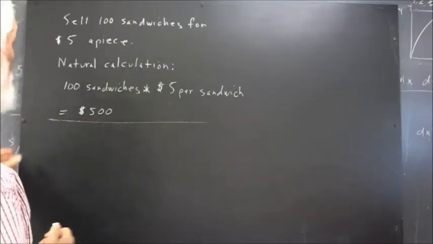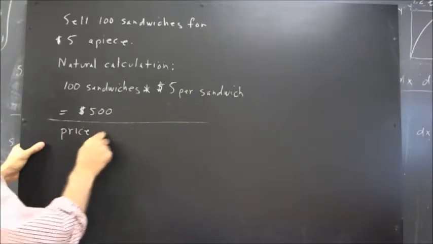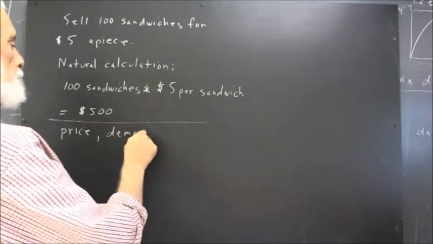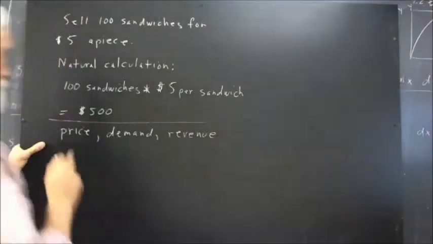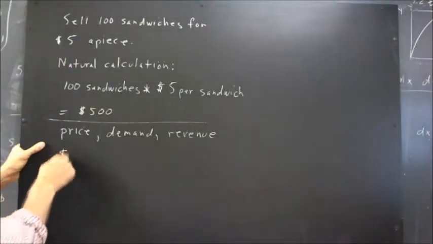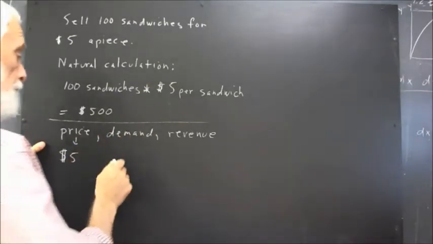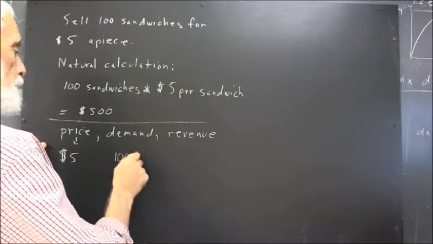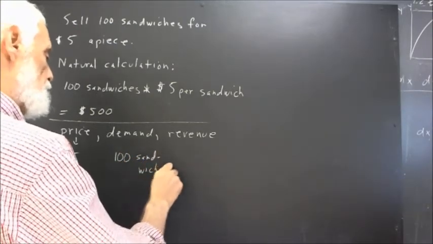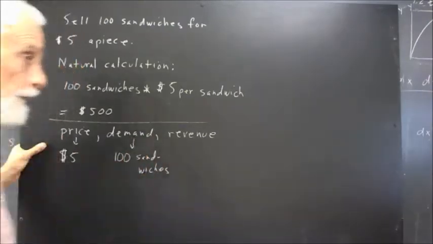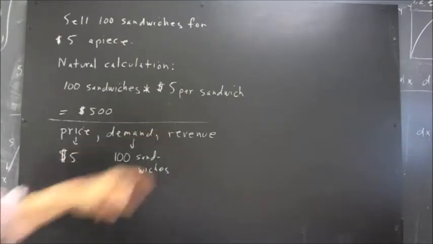So we have price, demand, and revenue. The price in this case is $5. The demand is 100 sandwiches. If there wasn't a demand for 100 sandwiches, we wouldn't have sold 100 sandwiches. And our revenue is the money we took in.